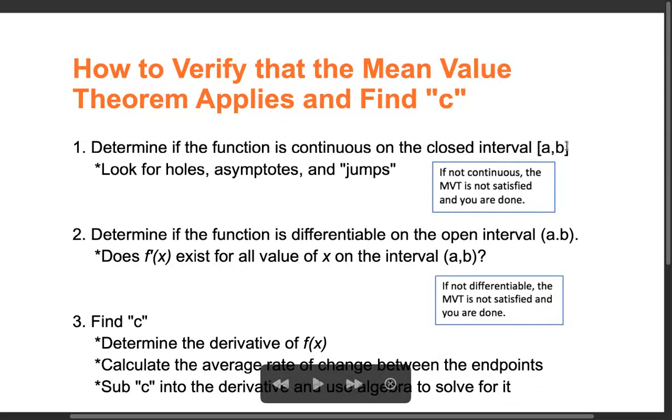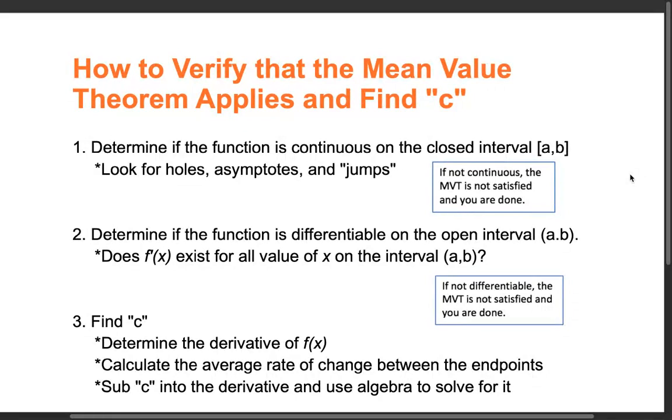In order to do this, it helps to have a visual of what that function looks like. For example, if it's a polynomial function, I know that polynomial functions are continuous because they don't really have any holes or asymptotes or jumps in them.